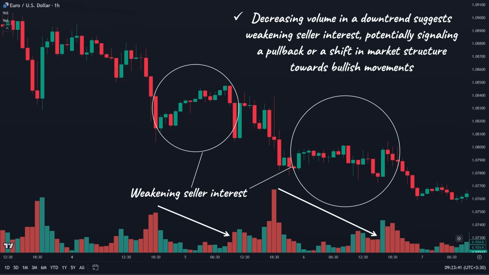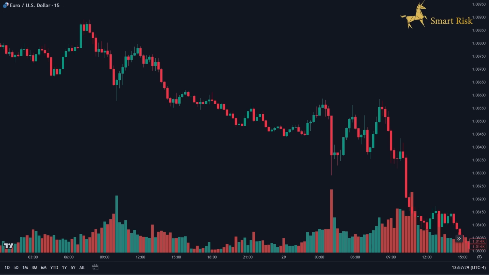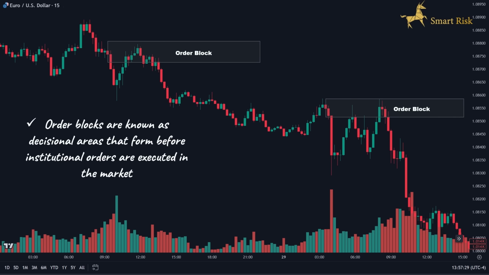Now that we've covered the basics of the volume indicator, let's see how we can combine it with order blocks as an extra confirmation for entry. As you know, order blocks are known as decisional areas that form before institutional orders are executed in the market, and the price is expected to react to these areas when approaching them.